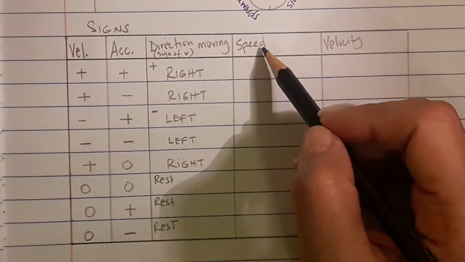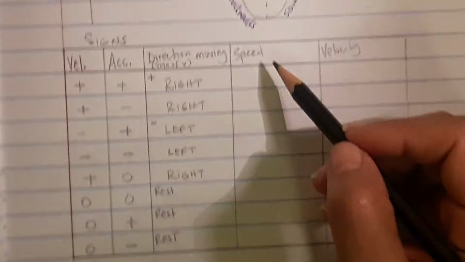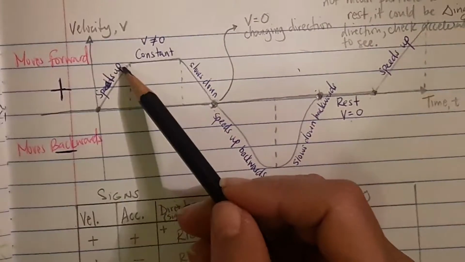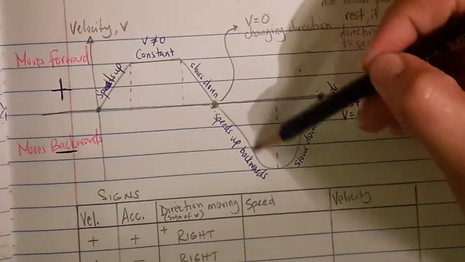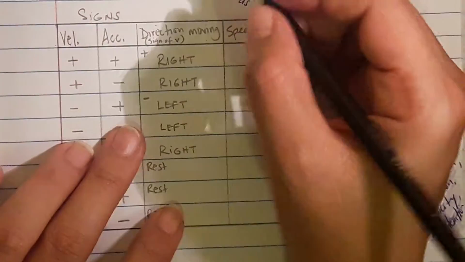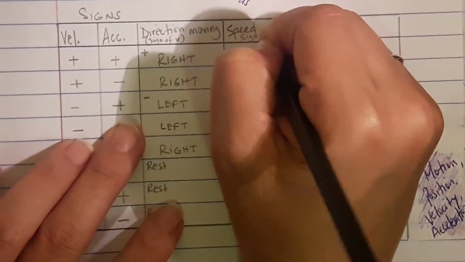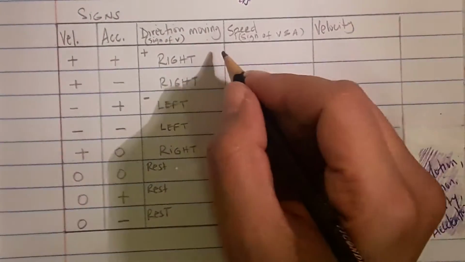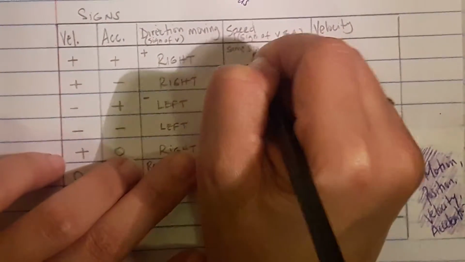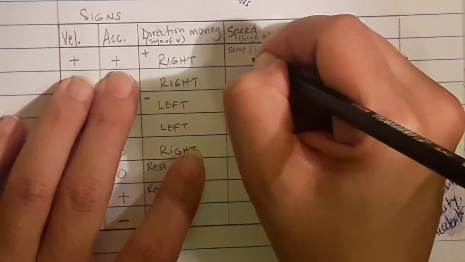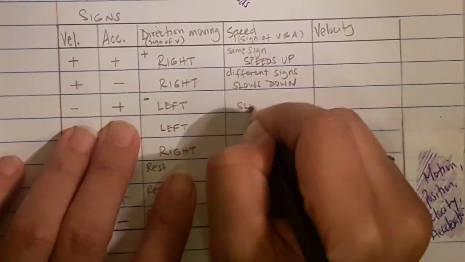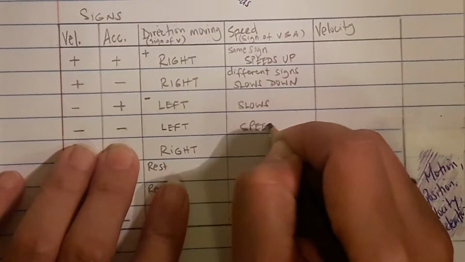The speed is going to be determined on the signs of the velocity and the acceleration. So if the velocity and the acceleration have the same sign, they're not fighting against each other, it's speeding up. If they have opposite signs, they're fighting against each other, then it's slowing down. So same sign, speeds up. Color in the first two columns only. Different signs, slow down. So that one's different, so it slows down. That was the same, so it speeds up.